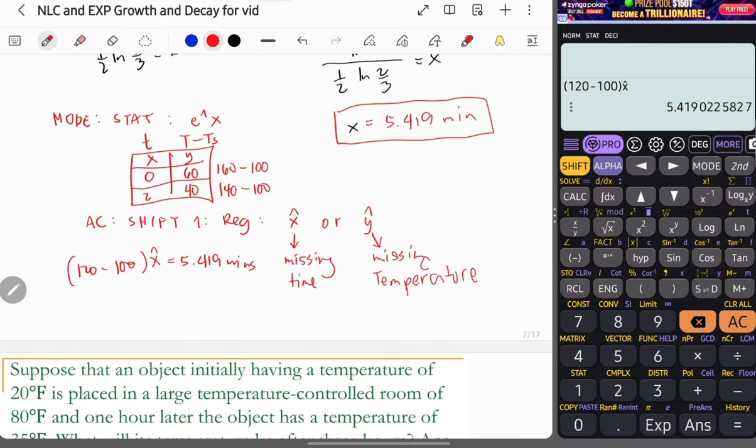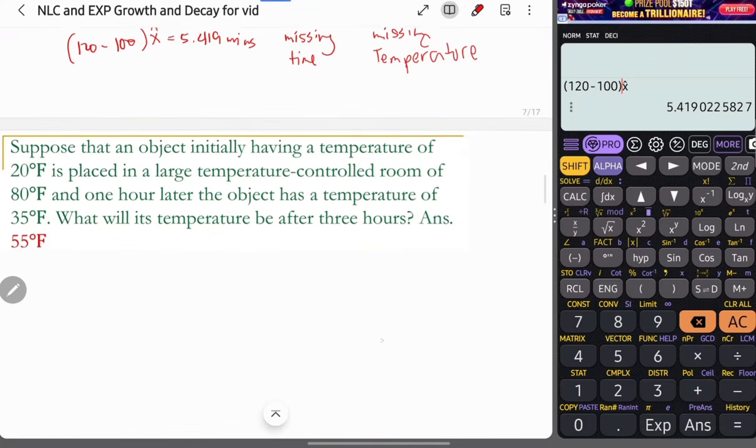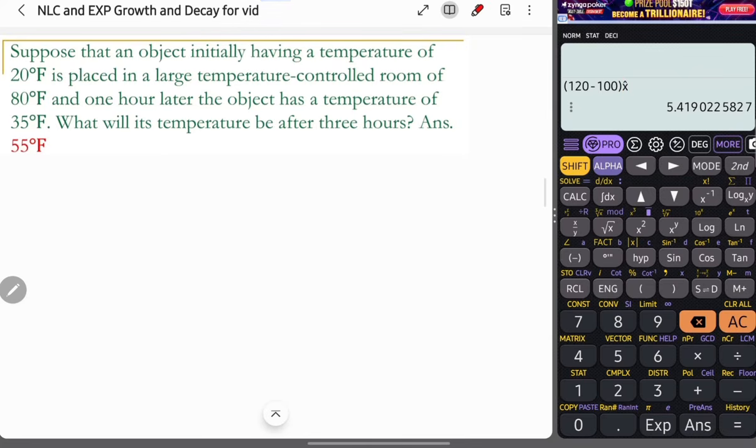Minutes. Okay? So that's it for calculator technique. So, next example. Suppose that an object initially having a temperature of 20 degrees Fahrenheit is placed in a large temperature-controlled room of 80 degrees Fahrenheit. And 1 hour later, the object has a temperature of 35 degrees Fahrenheit. What will its temperature be after 3 hours? So the answer must be 55 degrees Fahrenheit.